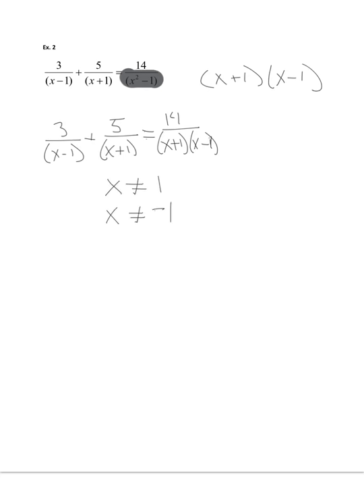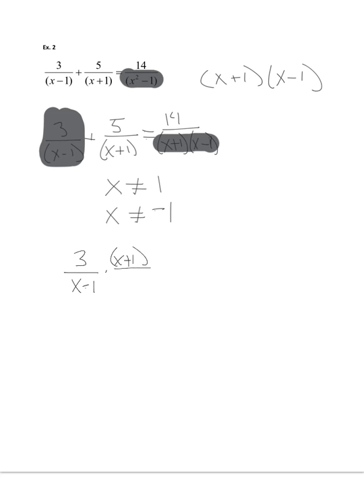And now that I've identified my restrictions, we now need to find our common denominator. Well, looking at this equation, I notice that the common denominator would have to be x plus 1 times x minus 1. Well, I need to ask myself, what can I multiply the first term, 3 over x minus 1, by to get a denominator of x plus 1 times x minus 1? Well, I can now multiply 3 over x minus 1 times x plus 1 over x plus 1.